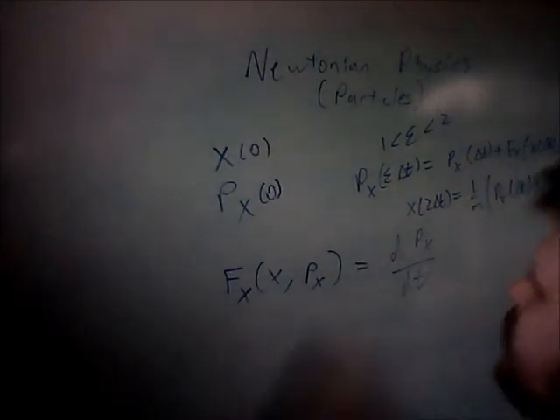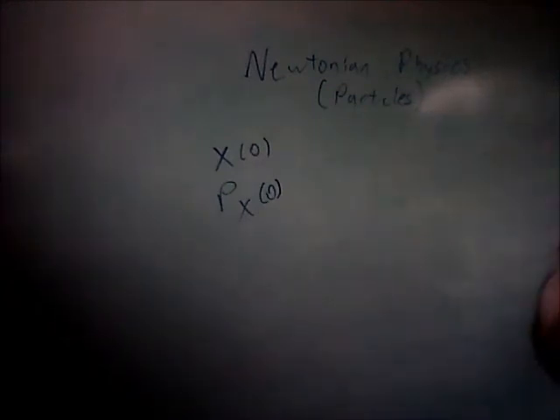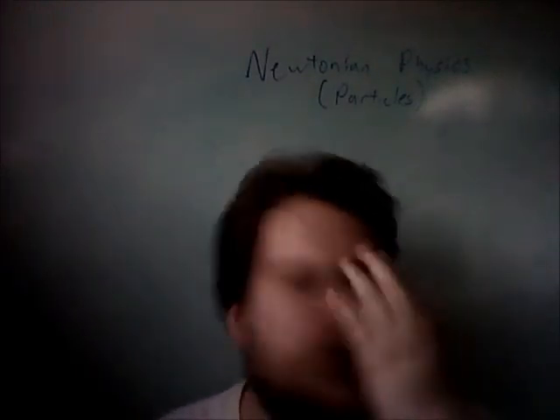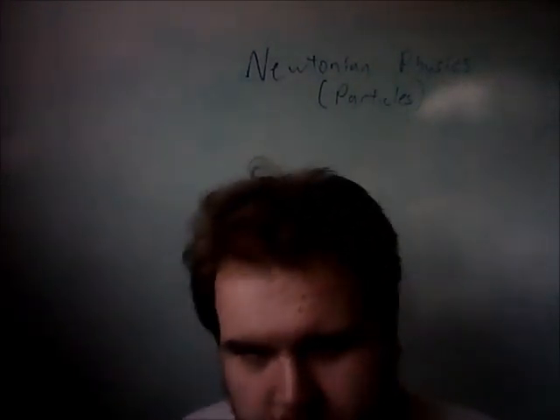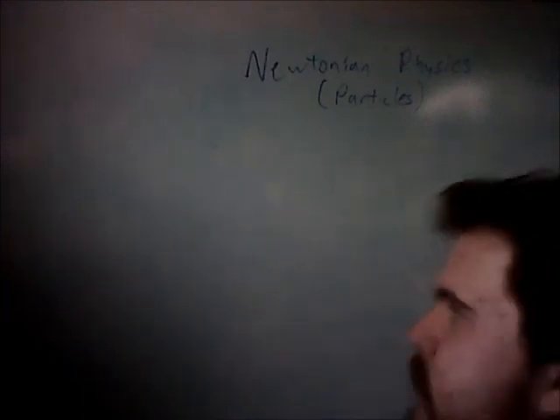The point is that, in principle, in the limit that delta t is infinitely small, an infinitely, infinitely small unit of time, that method constructs a deterministic time evolution for the system.